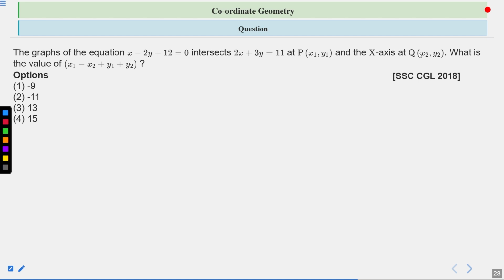There are 4 options. The first one is minus 9, the second is minus 11, the third one is 13, and the fourth one is 15. Now you have 10 seconds to solve this question. Your time starts now.